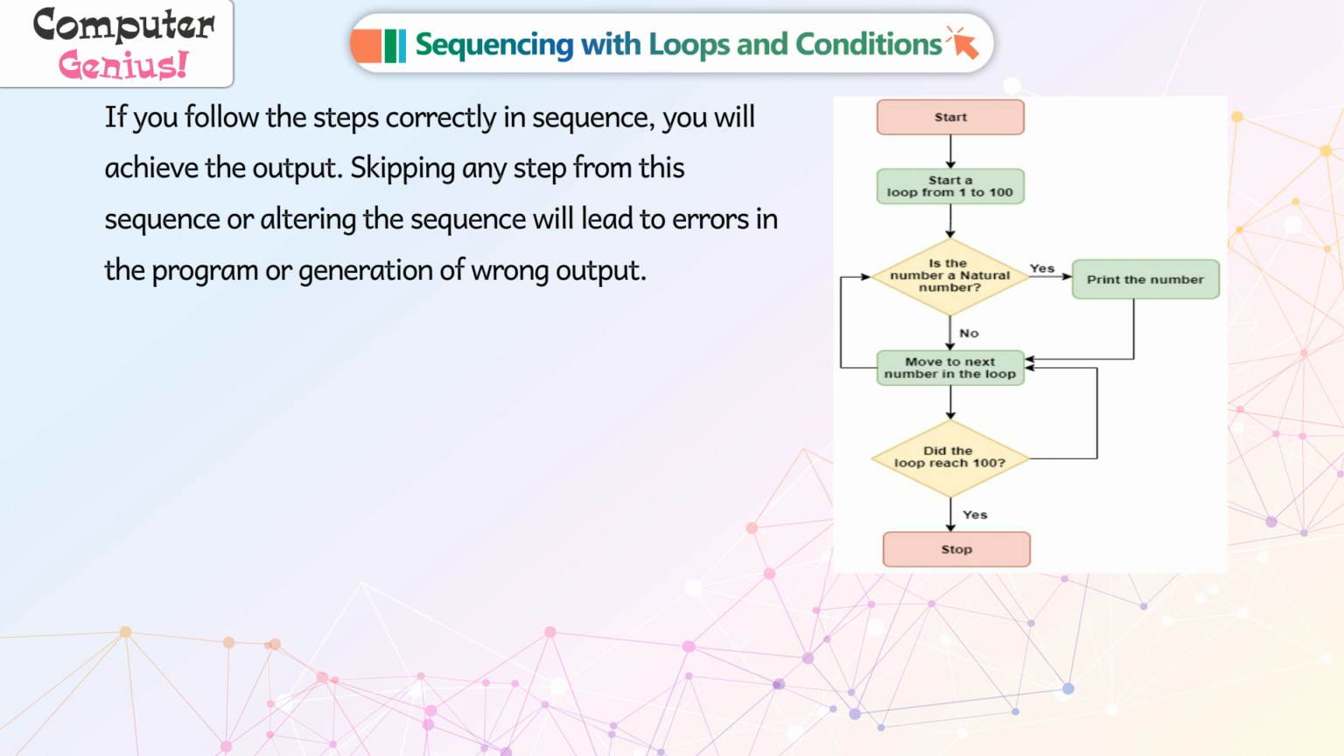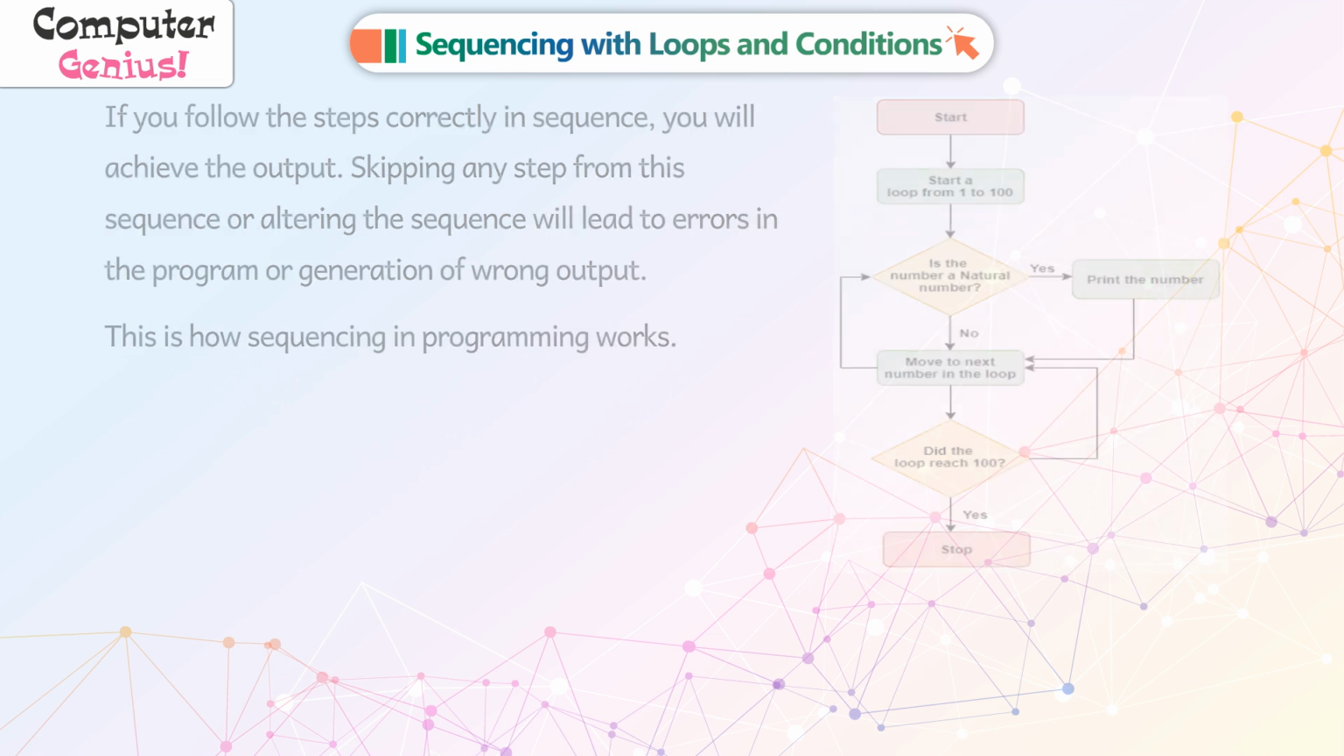If you follow the steps correctly in sequence, you will achieve the output. Skipping any step from this sequence or altering the sequence will lead to errors in the program or generation of wrong output. This is how sequencing in programming works.